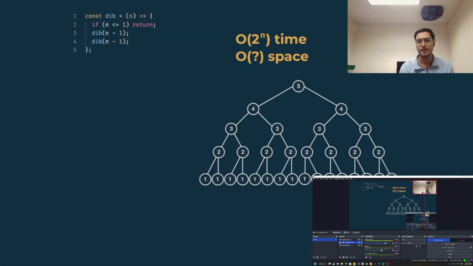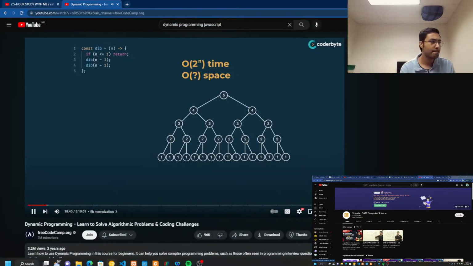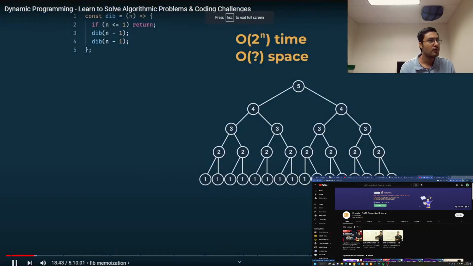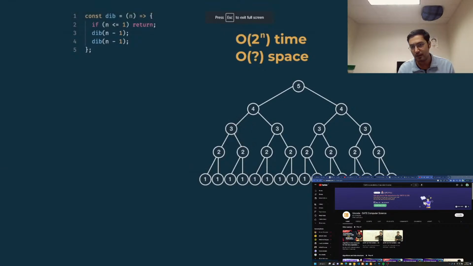Okay. 2 to the n function calls. And so I guess that means we have to put 2 to the n function calls on the stack. But there's actually some nuance to this. The time complexity of this is not the same as its space complexity. So let's jump in. Let's say that we made our top level call to dibb of 5.